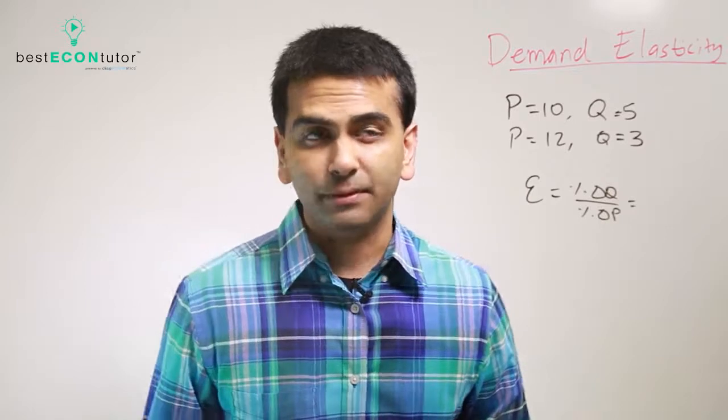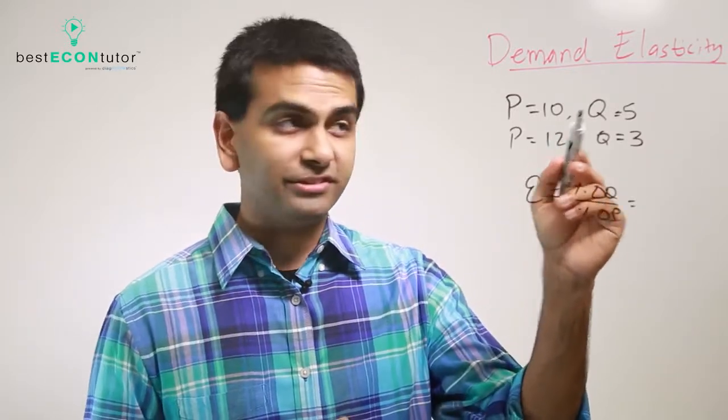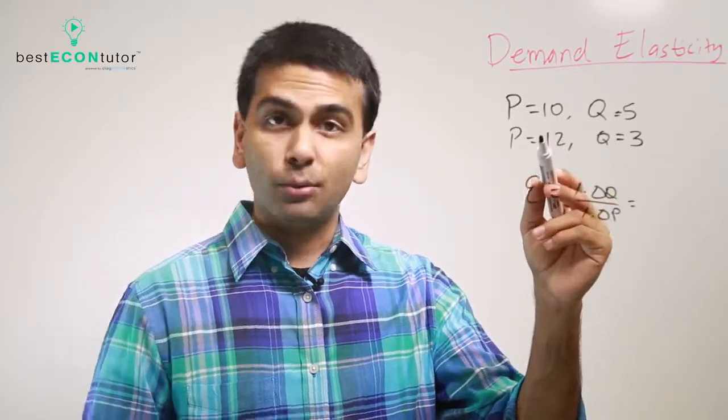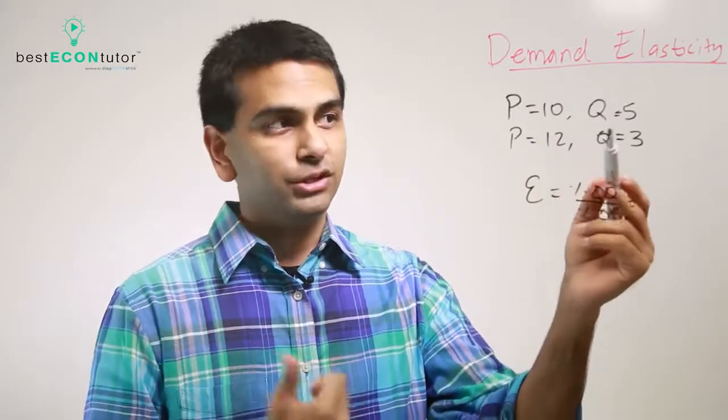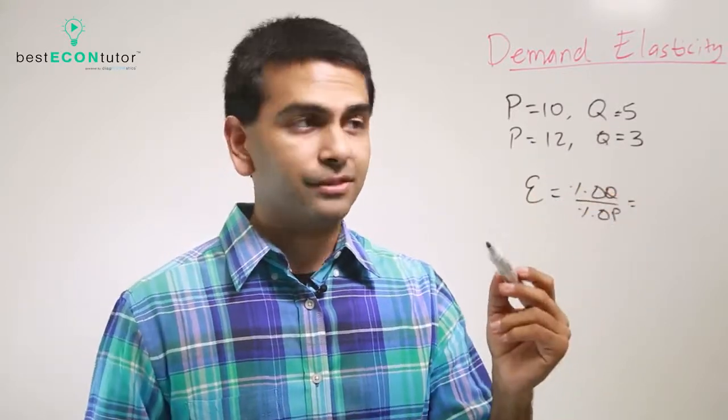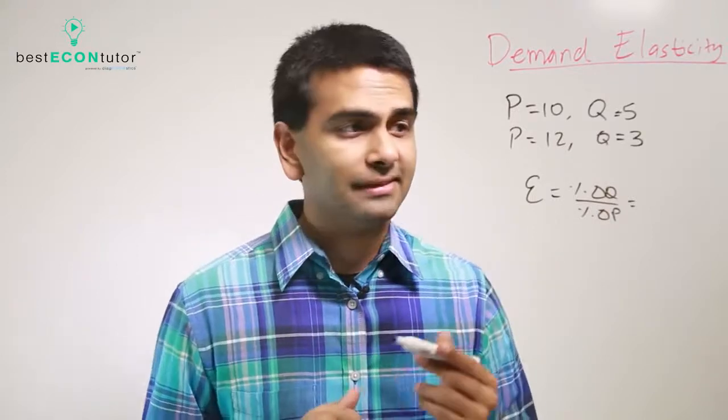Let's take a look at an example. What if we know that initially your price is 10 and the quantity is 5, but then when the price goes up to $12, you buy less of the quantity, you're only buying 3. What if the question is, what's the elasticity?